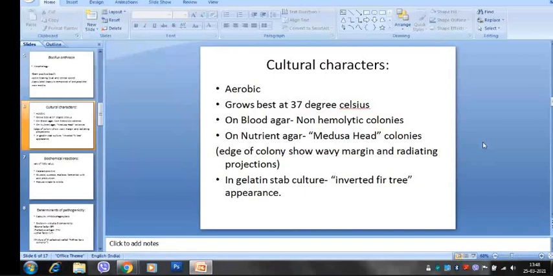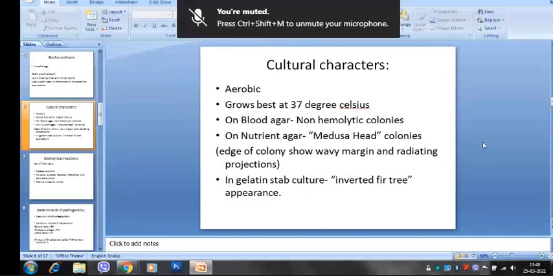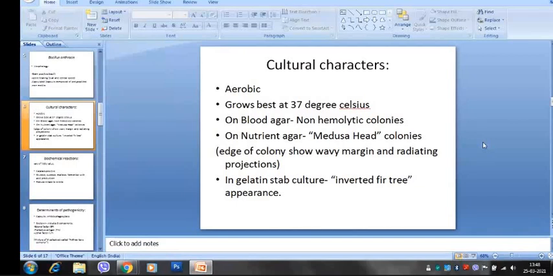Now, lab diagnosis of Bacillus anthracis. First, we have to collect a sample. We can collect swab, fluid, pus, blood, or sputum according to the site of infection, before administering antibiotics. Before giving antibiotics, we have to collect various clinical samples according to the site of infection for lab diagnosis of anthrax.